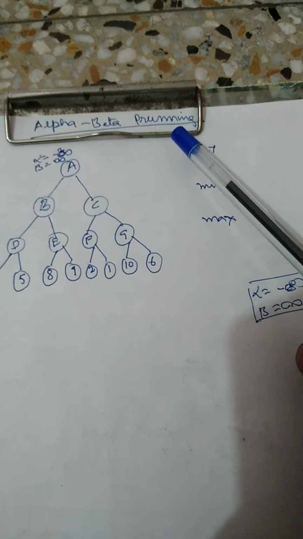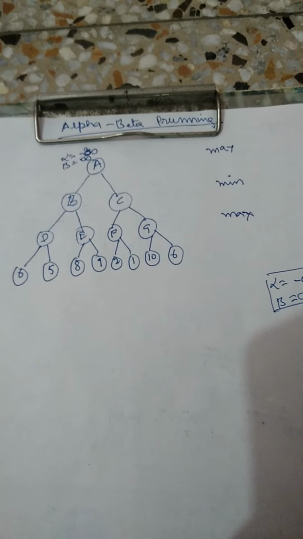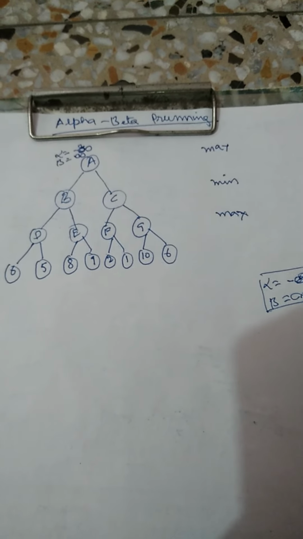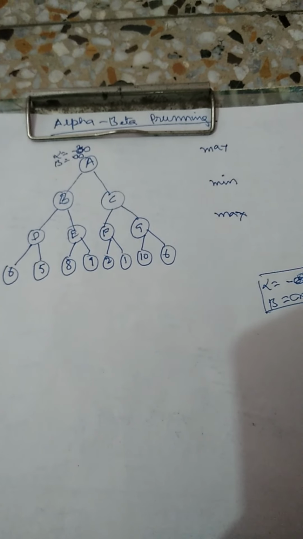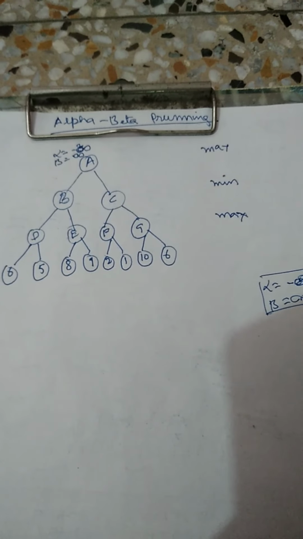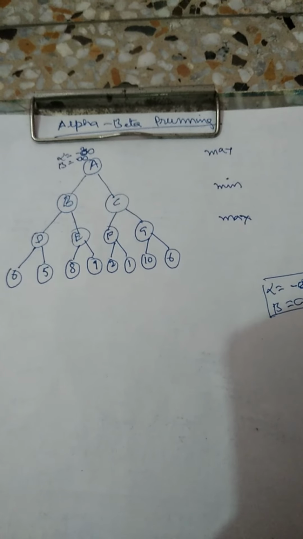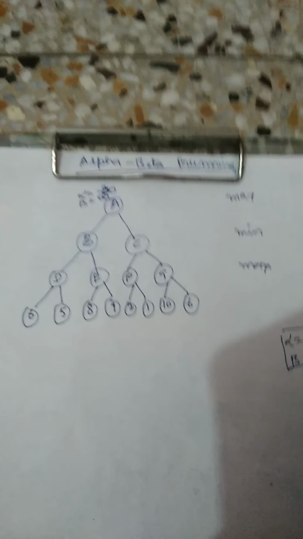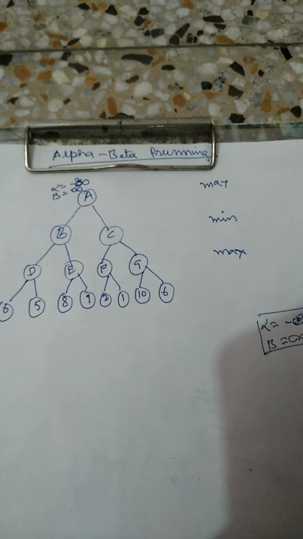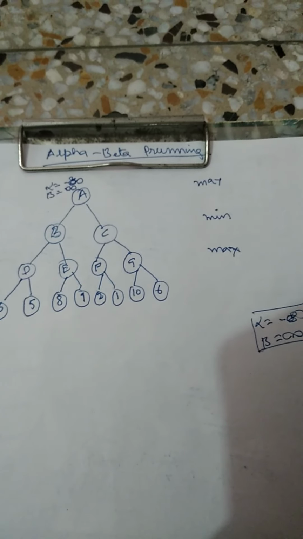What is pruning here? Pruning is used to cut off the nodes which are not necessary to explore. If you get a path which will give the optimal solution, then it is not necessary to explore the other path. So we just prune those other paths.